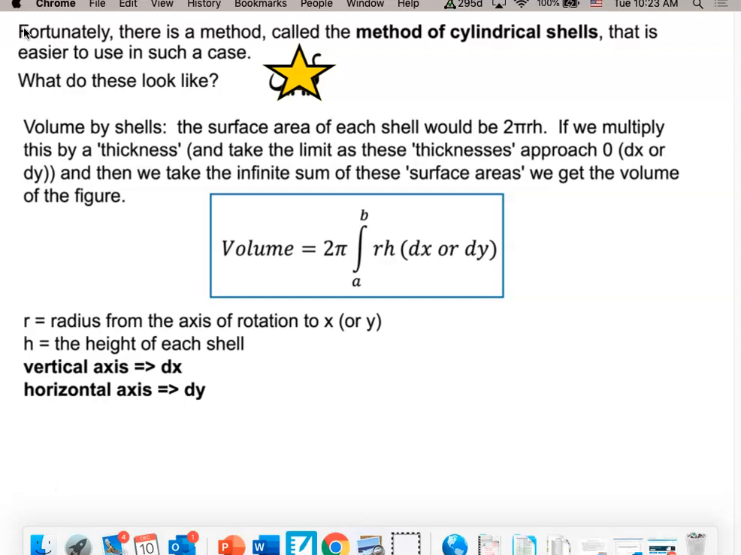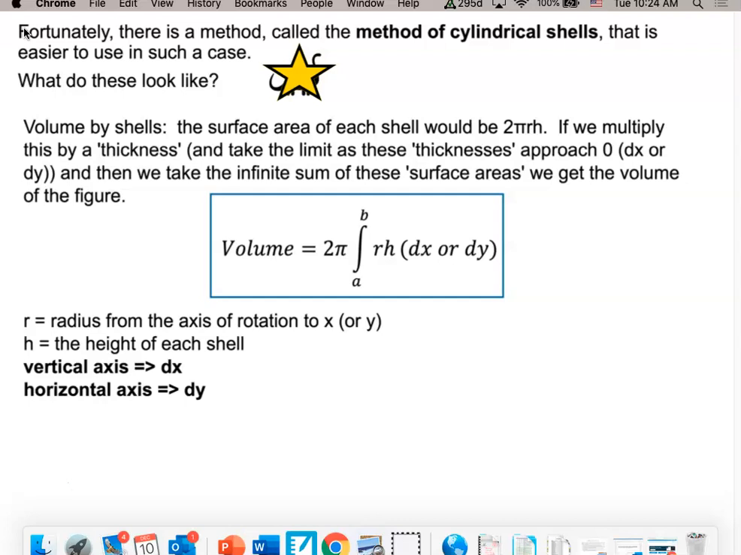So the surface area of this cylinder is 2 pi r times the height h, 2 pi r h. So what we're doing is we're taking this surface area of the cylinders, taking infinitely many of them, but giving them a little thickness. The thickness is the dx or the dy. That's your thickness, right? Because we want that thickness to approach 0 so that we can fit infinitely many of them into the space. So volume by shell is 2 pi r h dx or dy. And this you have to know. So 2 pi r h dx or dy.